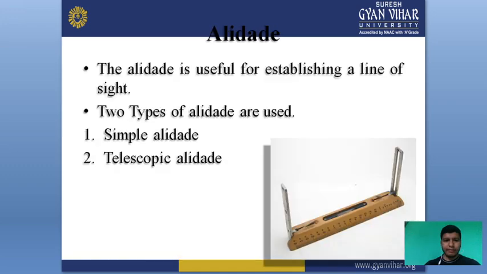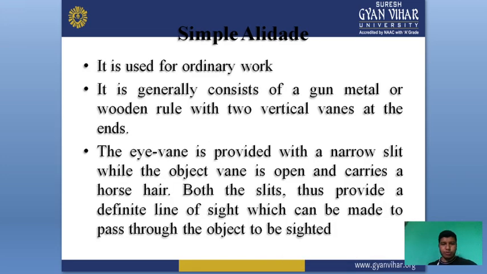What is an alidade? The alidade is used for establishing a line of sight. The alidade is of two types: simple alidade and telescopic alidade. The simple alidade is shown in the figure. This is a simple alidade which is used in plane tabling survey. A simple alidade is used for ordinary work.